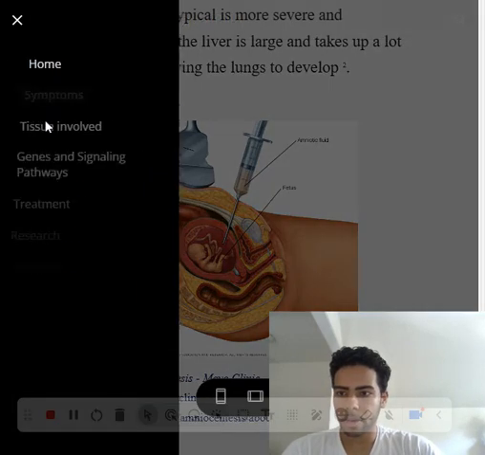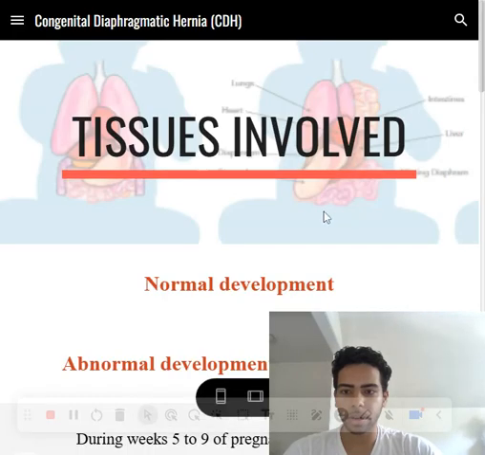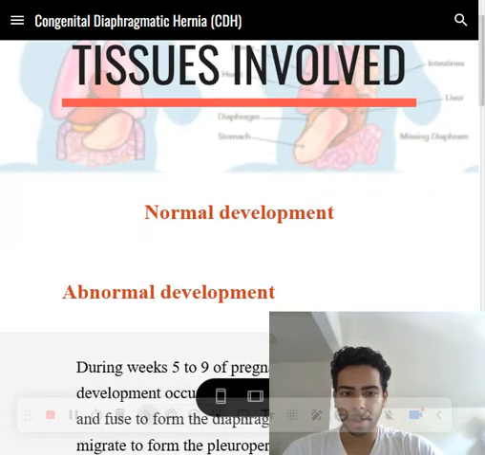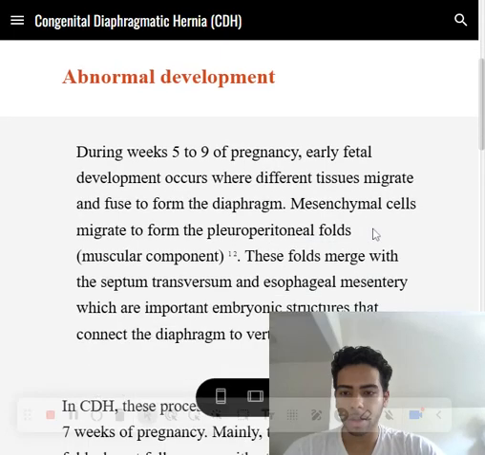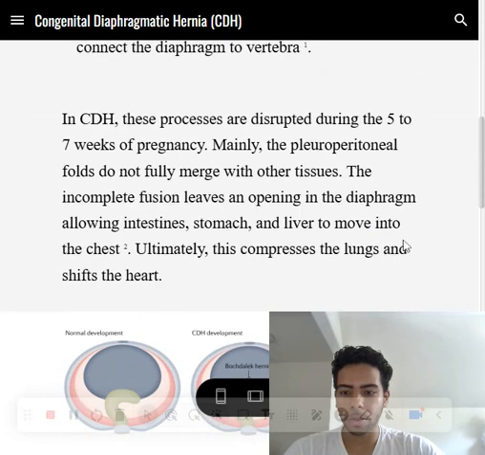So now, for the tissue involved, I basically just talk about normal and abnormal development and compare what it looks like in normal people and what it looks like in abnormal people with CDH.